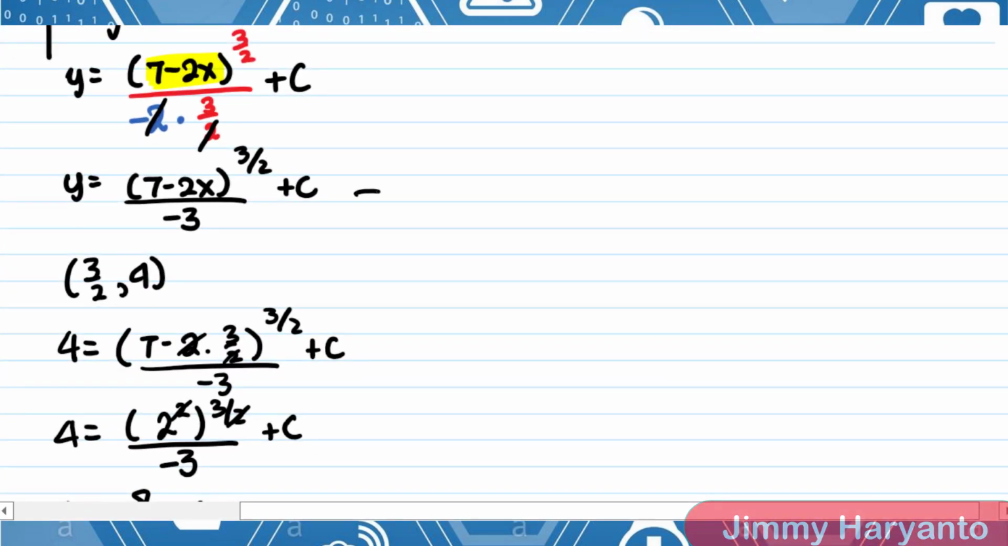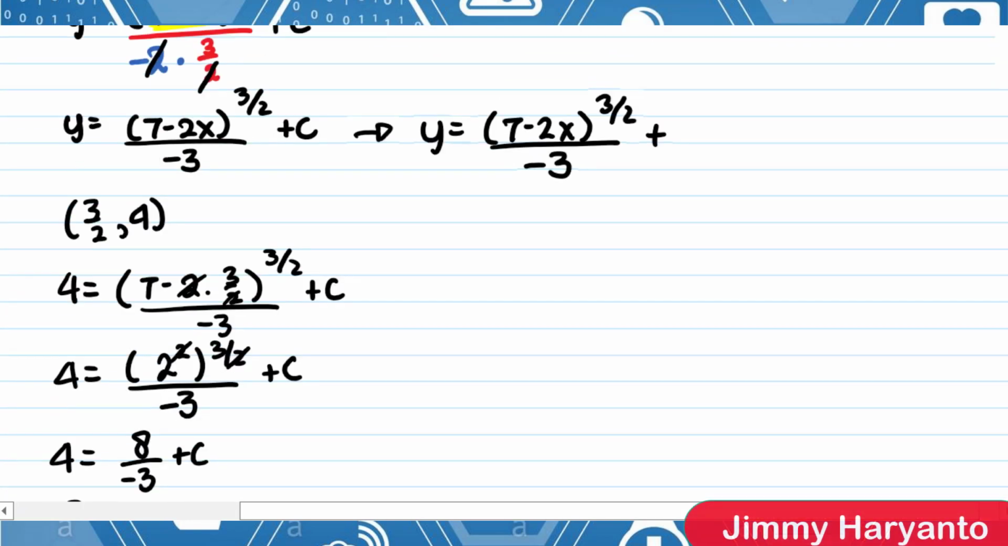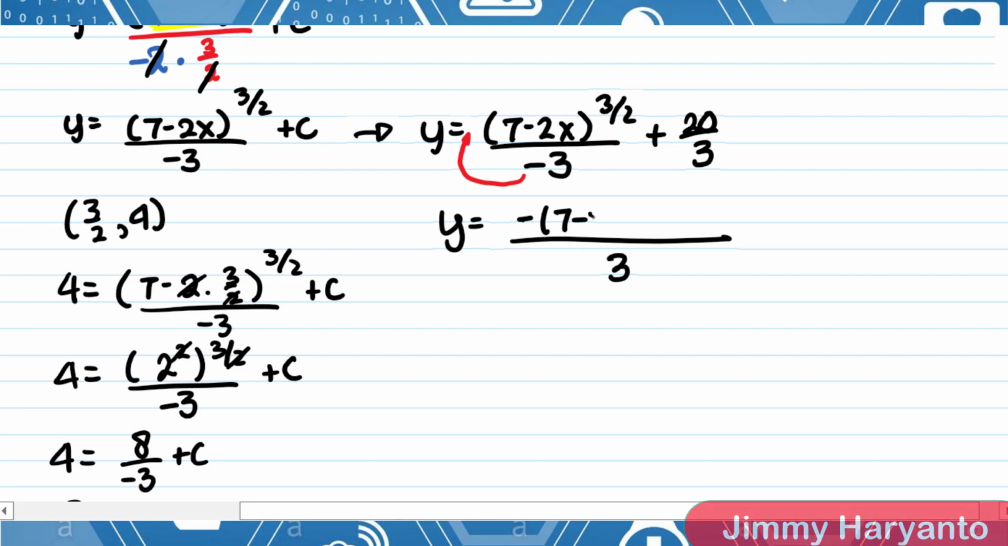Okay, so our function will be y equals (7 minus 2x) to the power of 3 over 2 over negative 3, and then plus the c, 20 over 3. There we go. I think you can combine them together because the denominator is already the same, 3. But for this negative I will put it at the top, so I will have negative (7 minus 2x) to the power of 3 over 2, and then plus 20. I think this one is better.